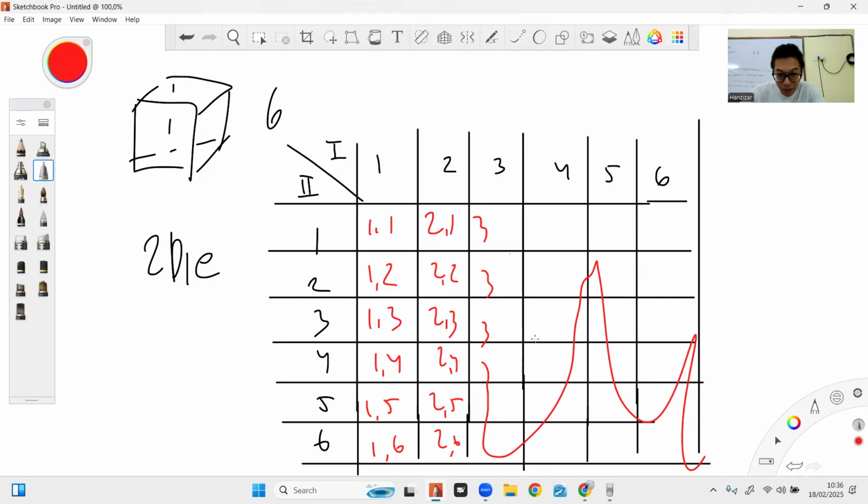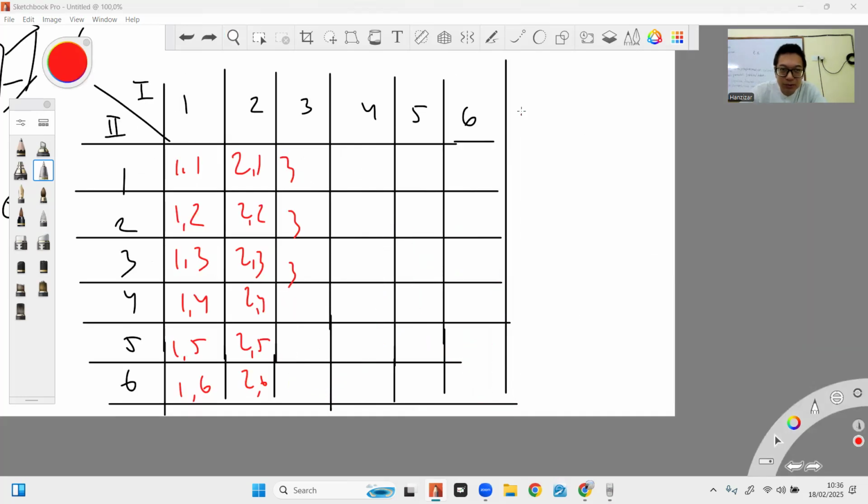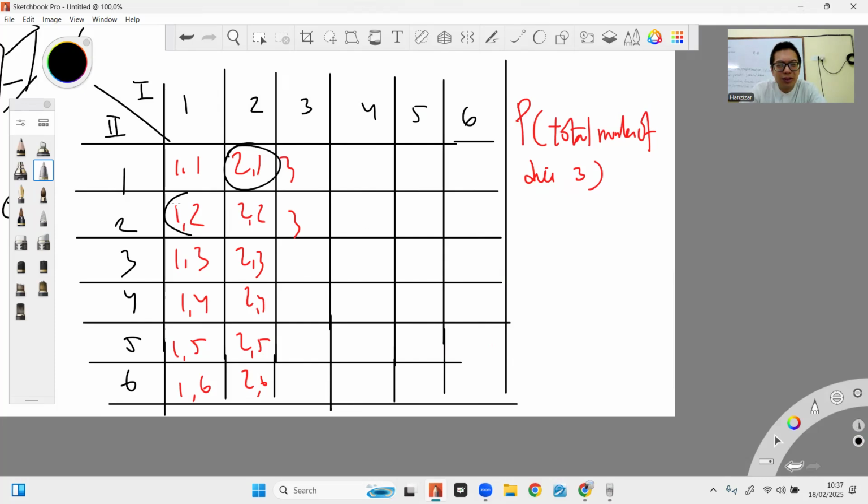My question is the probability of the total number of the dice. Total number means the top sides facing add up to 3. What is the total added up to 3? How many possible? 2 plus 1 is 3, and 1 plus 2 is 3. Are there any others? No. So 2 over 36.